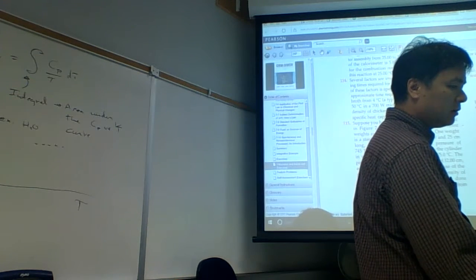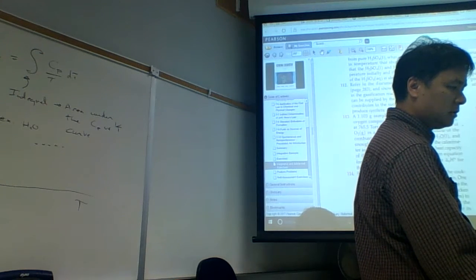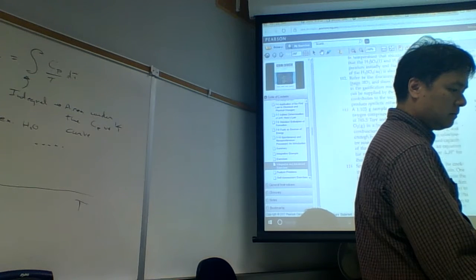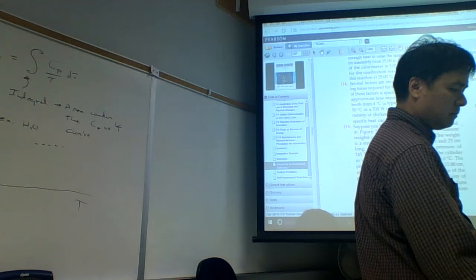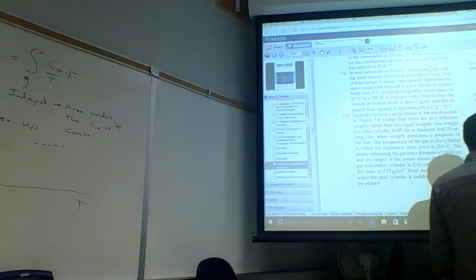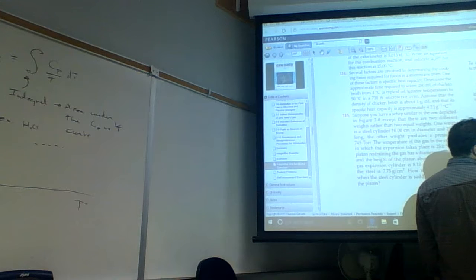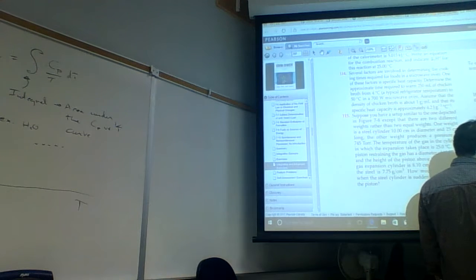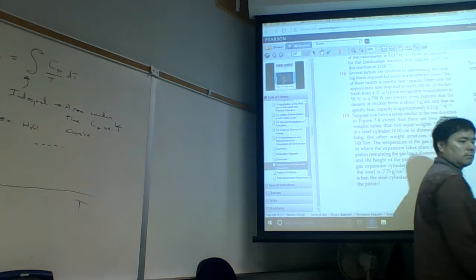But this is not water. What is this for? Nitrogen. This is the molar heat capacity of nitrogen, and we can see the molar heat capacity of nitrogen gas. This is just gas. It changes a little bit with temperature. How about water?